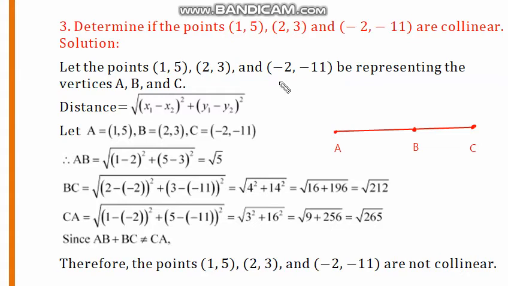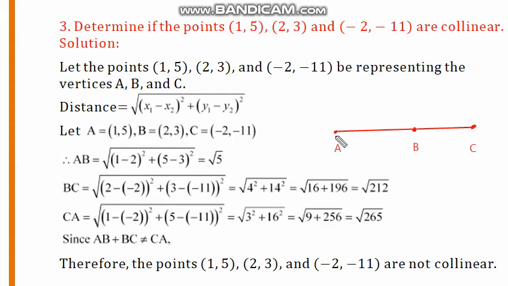So already we know that 3 coordinates sometimes can make a triangle. But here we need to prove whether the given points make a straight line or not. So that is the meaning of collinear. Collinear means all the points lie on the same line. So that is what is meant by collinear. Here we need to verify that the given 3 points lie on a straight line or not.